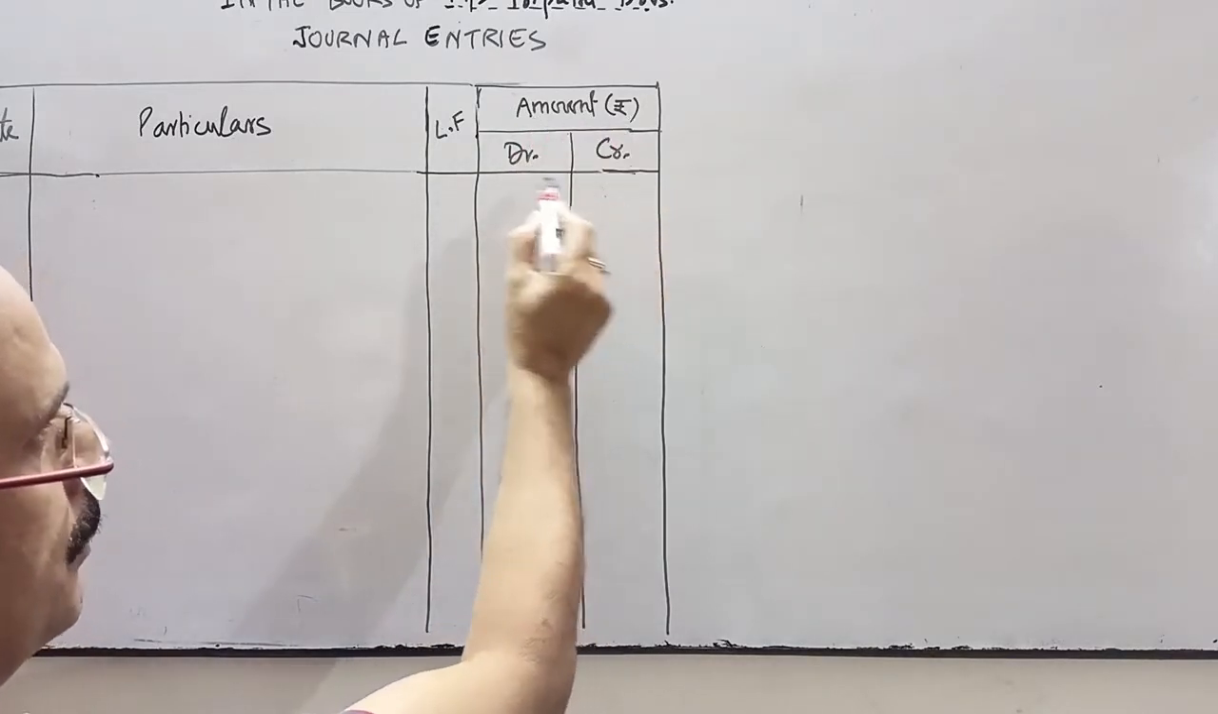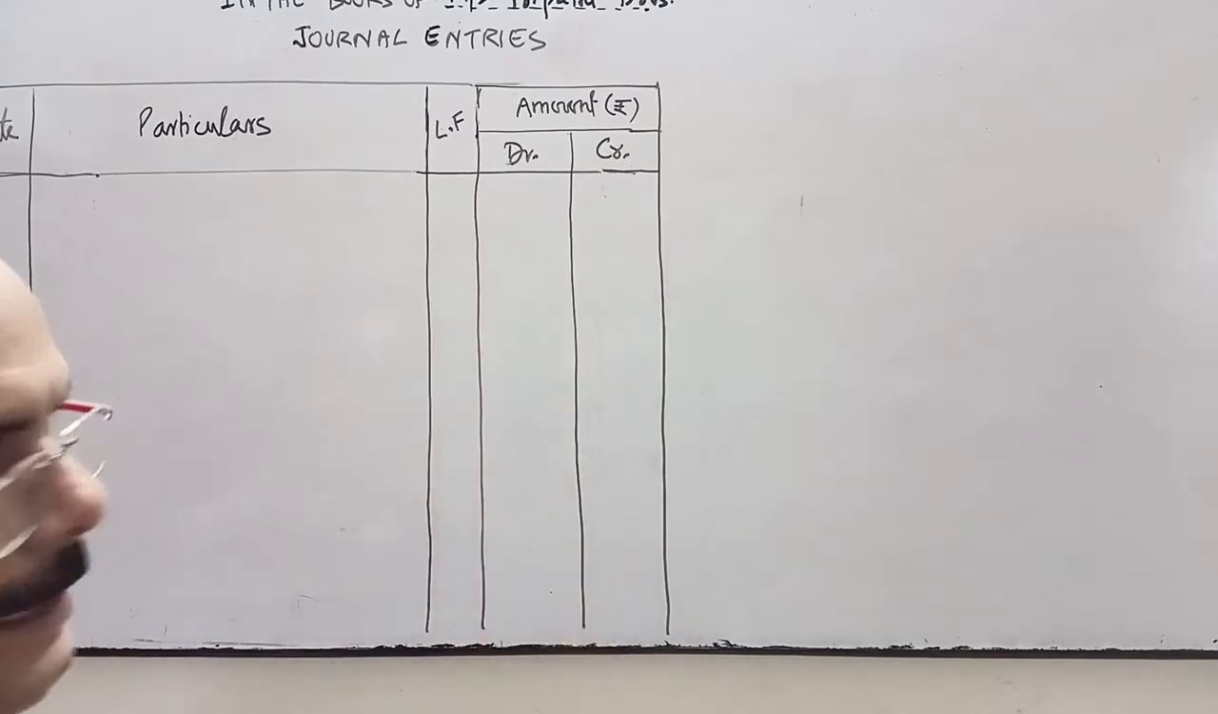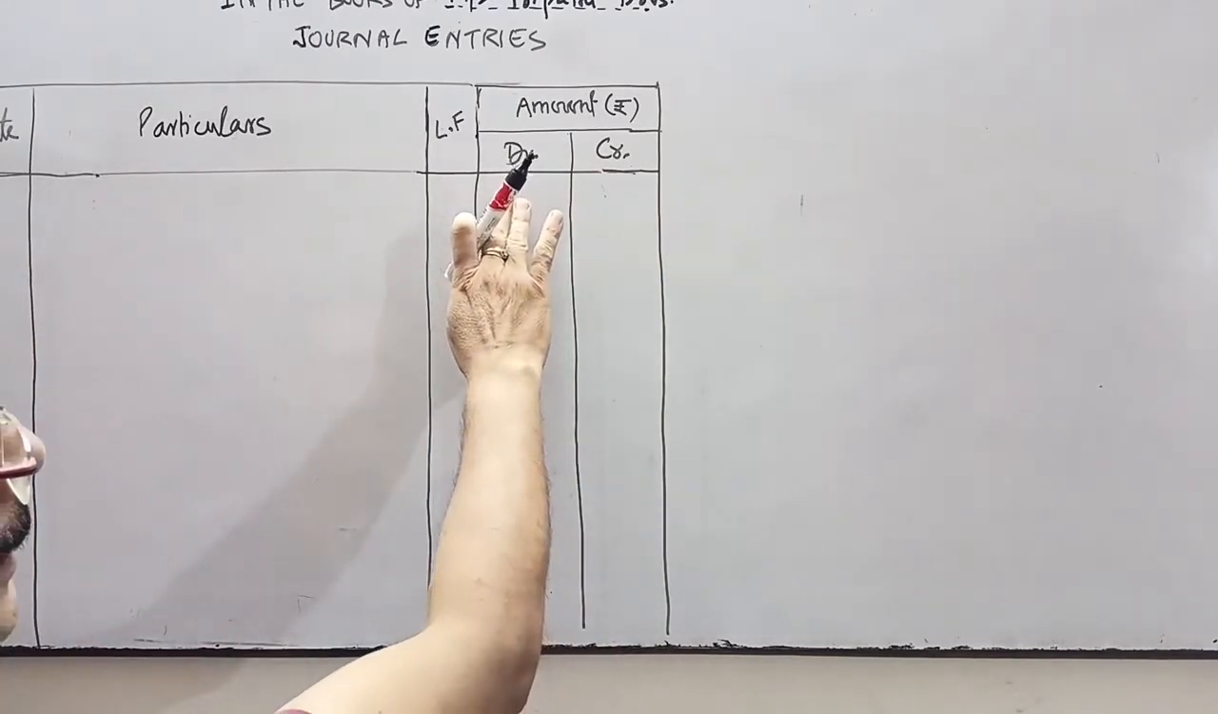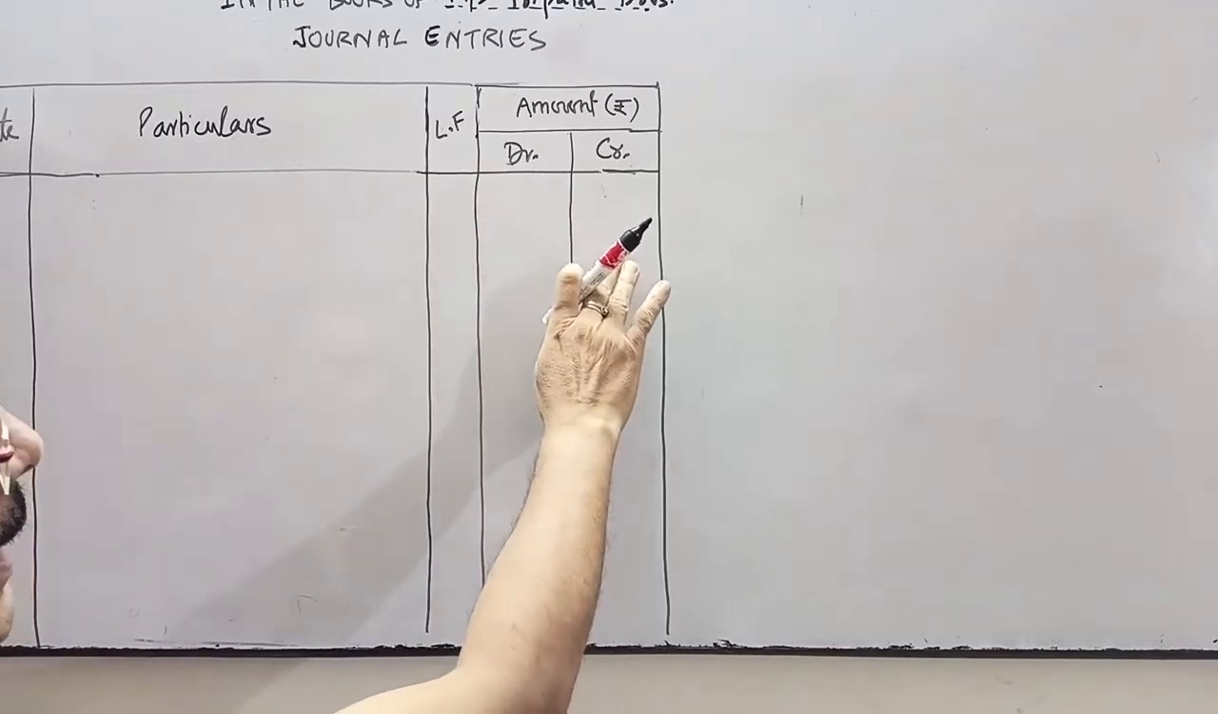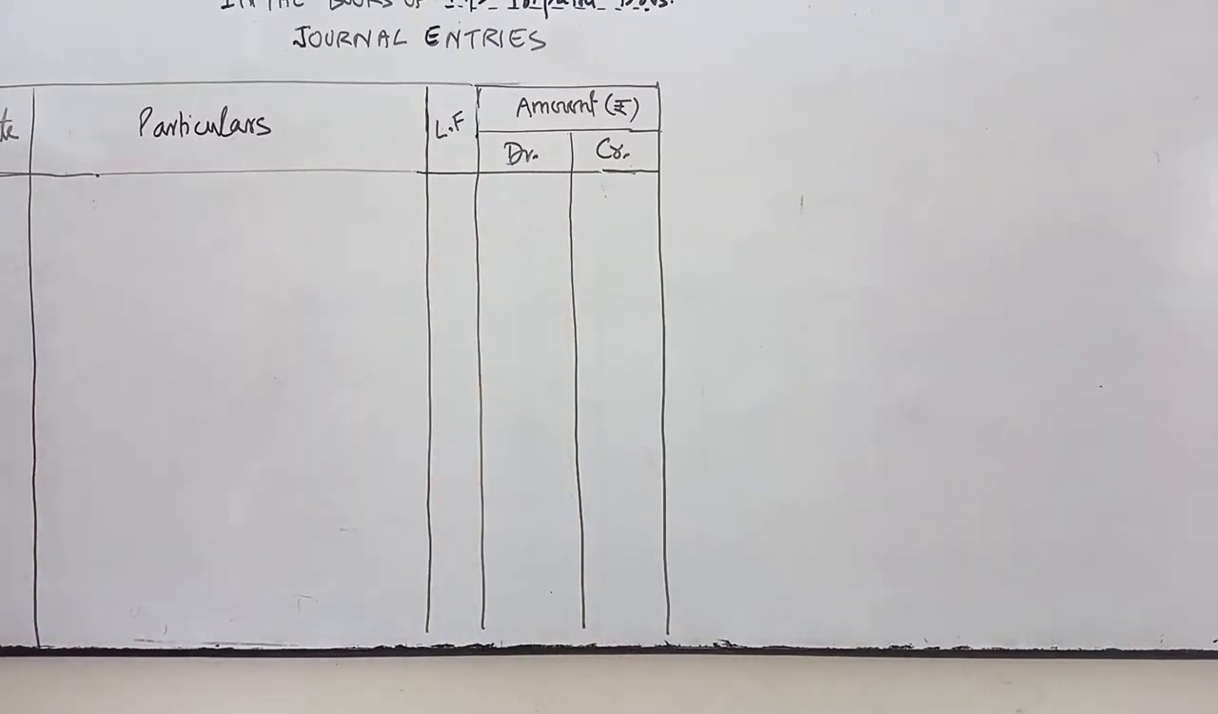There are two columns for the amount. One is for debit, another is for credit. When an account is debited, we write the debit amount on this side, and the credit amount we write on this side. Is it clear? Now the transactions start in 2019. First of all we write the year 2019, thereafter the month, January, and the date is 6. This is the way to write the date: first the year, thereafter the month, thereafter the date.